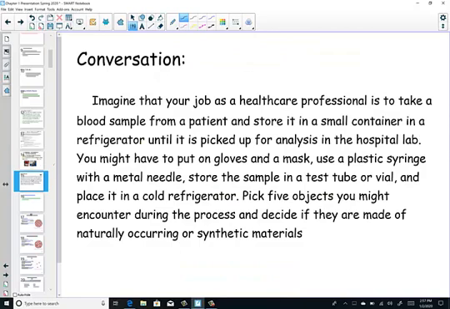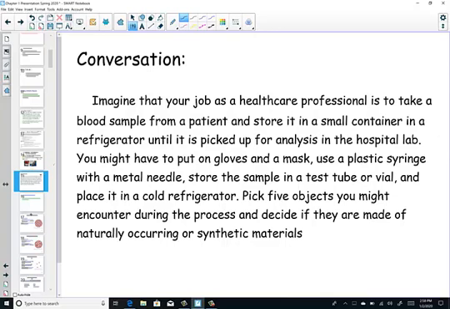I'm going to skip the conversation, just simply let's read it together, and we don't have to say it out loud, but it simply says, what if you're a healthcare professional and you take a blood sample from a patient and you store it in a small container in a refrigerator until it's picked up for analysis in the hospital lab? What might you run into in this ordinary occurrence in a healthcare profession that involves materials, right? That's what chemistry is involved in.